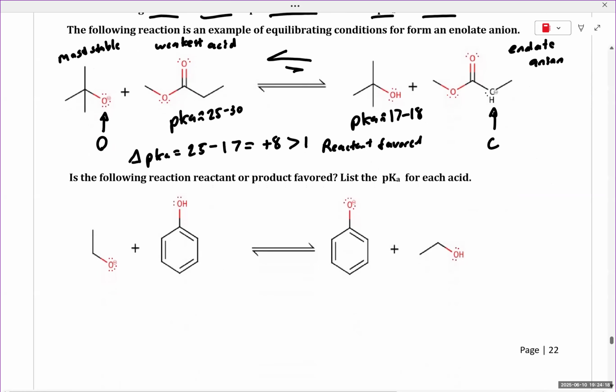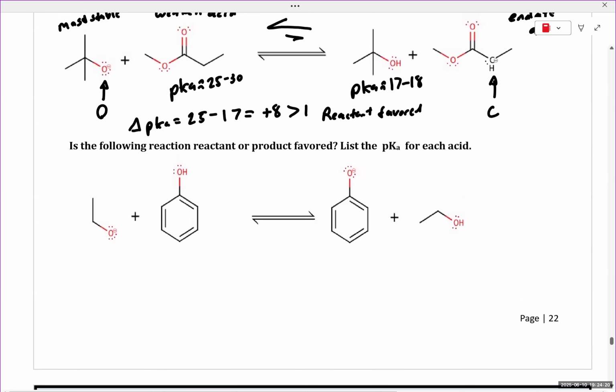Let's look at another example. This time we have an alcohol. In this case, we have an alkoxide anion reacting with phenol. So pause the video, take a few moments to look up the pKa values, and I'd like you to tell me whether the following reaction is reactant or product favored.